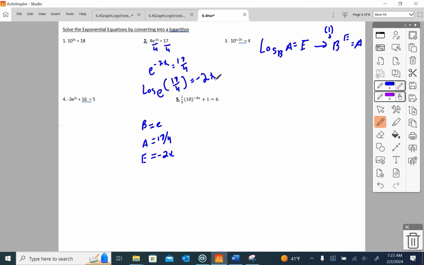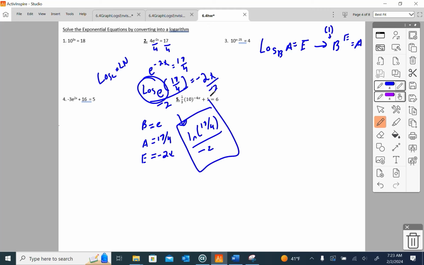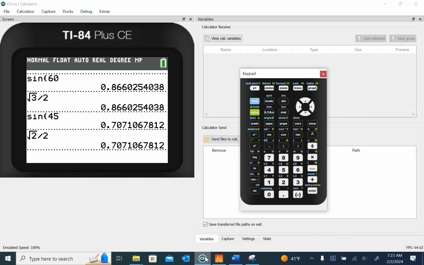And I'm just going to divide by a negative 2 on both sides. Log base E is that natural log. Remember this idea? Log base E is the natural log of 17 over 4, and then divided by negative 2. And this is the answer. I mean, you can stop here if you want, or you can push some buttons.